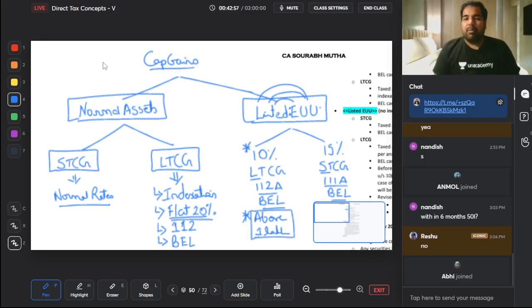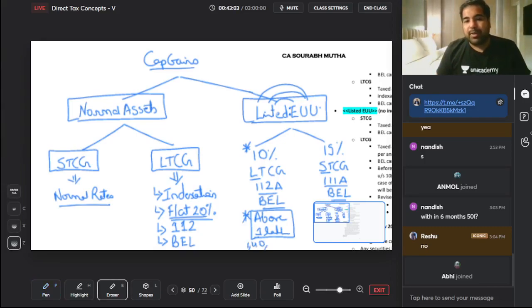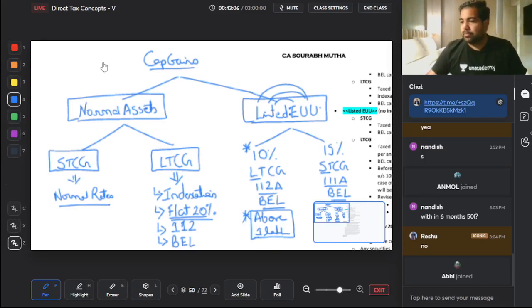Yes. Income will be 1,40,000. Your income guys will be 1,40,000. So 1,40,000 will come in your GTI, in your TI. Yes, but what will be taxable is only 40,000. I hope that is clear.